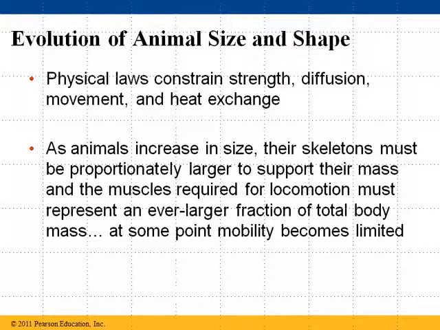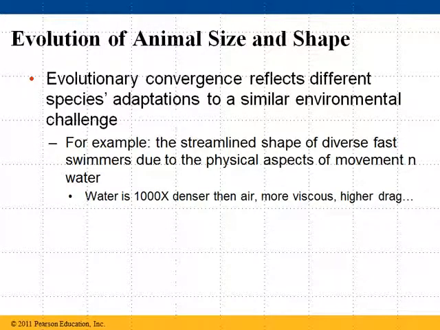One interesting point to make is that a lot of times you see creatures that live in quite different, or seemingly different, environments, or they're seemingly different creatures. They're not very closely related on the evolutionary tree, but they have similar body plans or similar body shapes, and this is due to evolutionary convergence. Remember, convergence is where you have environments that are the same.